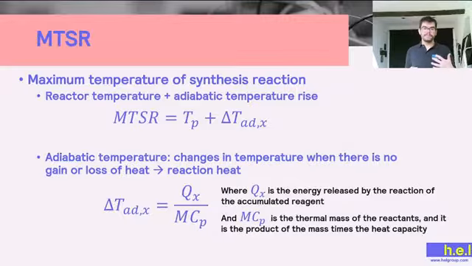The adiabatic temperature rise is defined as the temperature change that is going to happen when there is no gain or loss of heat to the environment. So it's just linked to our reaction heat. Thankfully, we can calculate this value, and this is why calorimeters are so important, because thanks to them we can calculate the energy released by the reaction, Qx, but also the thermal mass of the reactants, m Cp. That's the mass of the reactants times the specific heat of the compounds that we're analyzing.